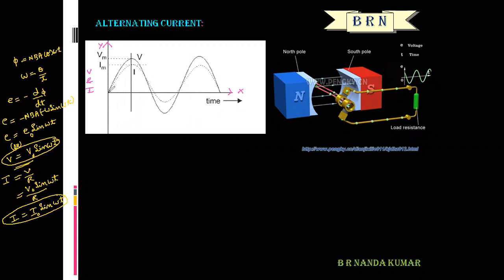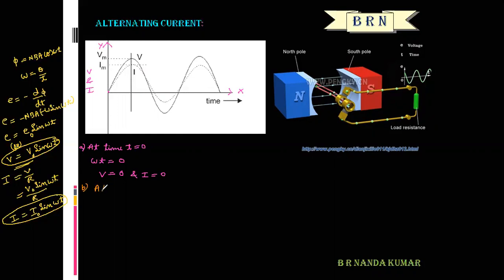Okay, at the first time interval, at time t is equal to 0. At time t is equal to 0, what is the value of omega t? So actually omega t is equal to 0. So the voltage induced in the coil is 0, and the current induced in the coil is also equal to 0, right? So this is the first time interval.